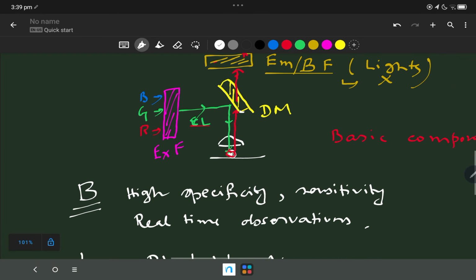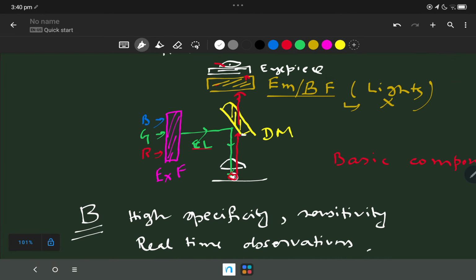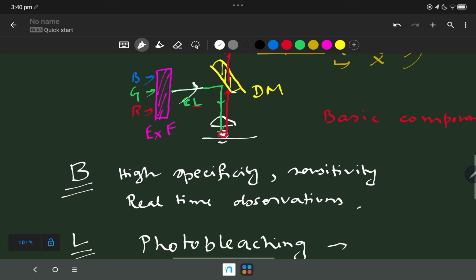The main thing is that there will be one excitation filter, a dichroic mirror, and an emission or barrier filter. The excitation filter allows only one excitation light, which is absorbed by the object, and the object emits a different wavelength, which can be seen by us. So this is the basic idea of fluorescence microscopy.